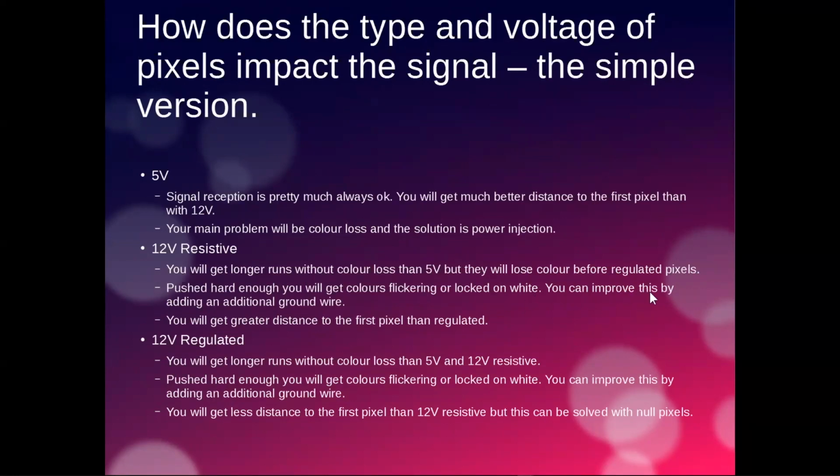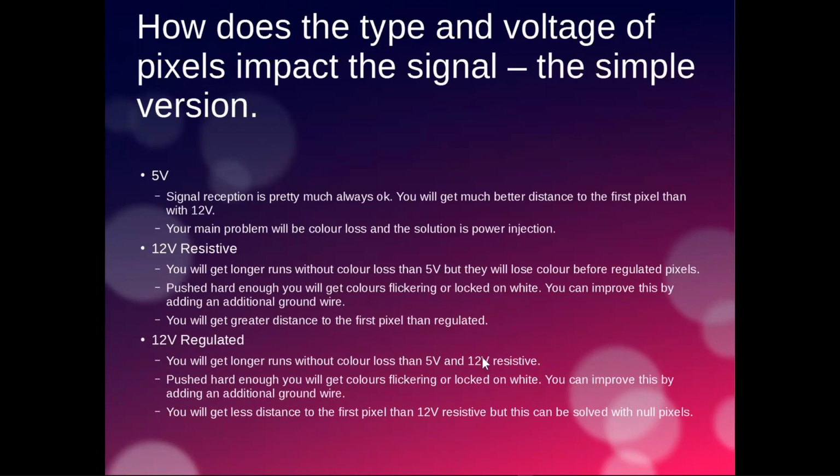And you can improve this by just throwing in an additional ground wire, for the reason that we saw in that previous diagram. You will get better distance to the first pixel with resistive pixels than you will with regulated pixels. The reason is that the resistive pixels basically use a voltage dropper, a resistor, to create the voltage on the 2811 chip, so the voltage on the 2811 chip does actually drop over distance. As a result, the chip does somewhat adjust itself for the drop in voltage and will still read the signal better. Whereas with the 12-volt regulated pixels, because they're using a regulator, the 5 volts provided to the 2811 chip is much more consistent. That means you're definitely powering everything better, but the ground lift that you're seeing on those 12-volt pixels is a bigger issue with regulated pixels.